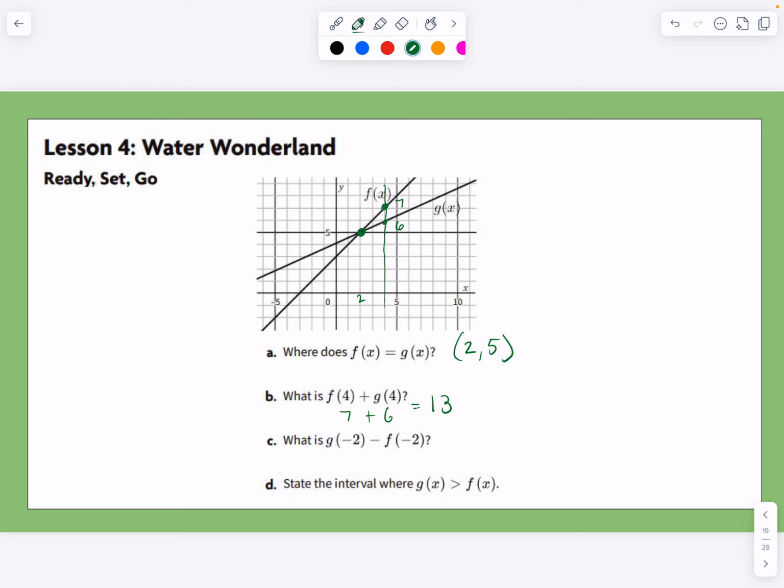How about g at negative 2? Well, negative 2 is over here. So here is 0, 1, 2, and these are our spots. So g at negative 2 is 1, 2, is 3, and minus f of negative 2, which is 1, and that's going to equal a whole 2-ish. It's not exact because those aren't quite on the line, so it's kind of close to 2. So I kind of said 2-ish.